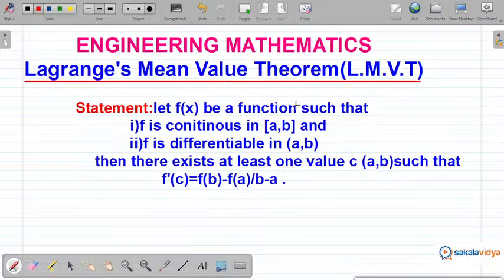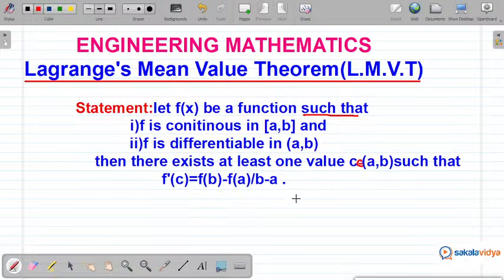Lagrange's mean value theorem. So what is the statement? Let f of x be a function such that first condition, f is continuous in closed interval a comma b, and f is differentiable in open interval a comma b, then there exists at least one value c belonging to a comma b such that f dash c is equal to f of b minus f of a by b minus a.